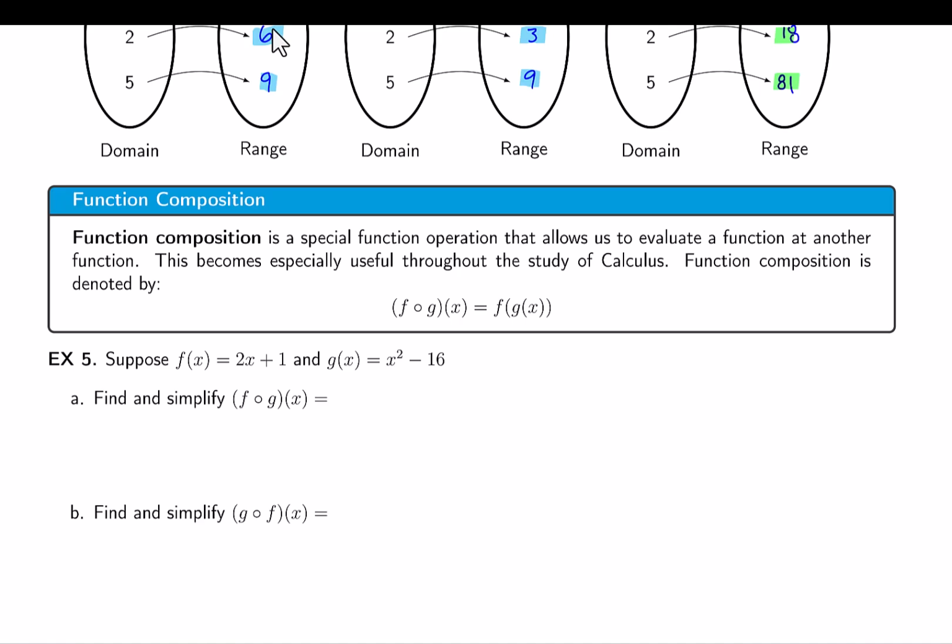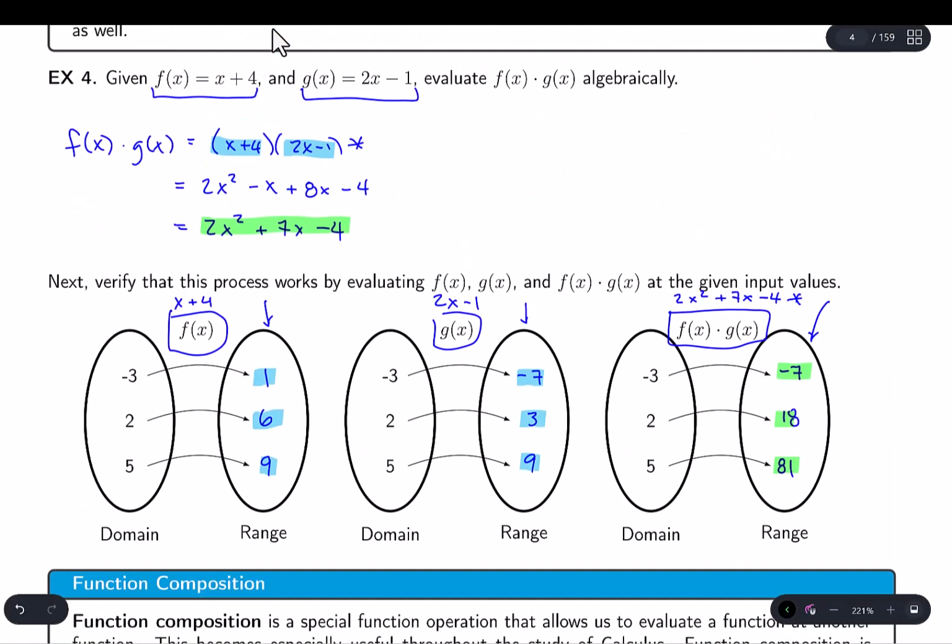It's a function operation that allows us to evaluate a function at another function, okay? And that might sound a little bit strange, but I'm going to show you some examples and hopefully you'll understand. But at its very basic, right back up here, when I evaluated f of negative 3, I did a function composition. It's just that this is a constant function, and I'm evaluating f at a constant function negative 3, and when I do that, it happens to evaluate to a single number.